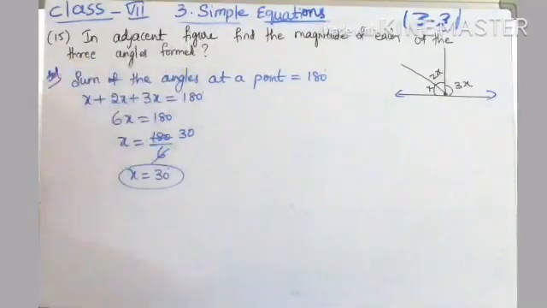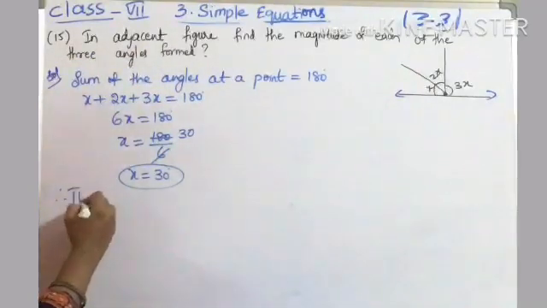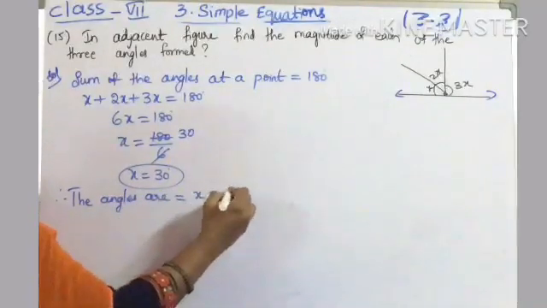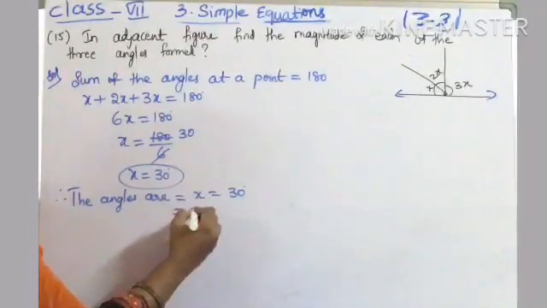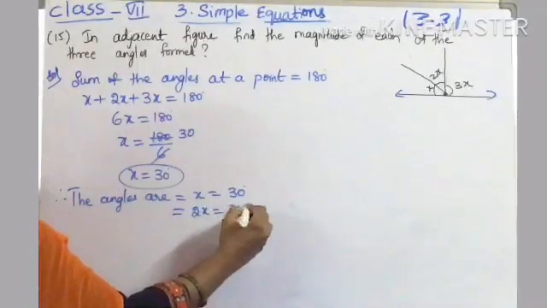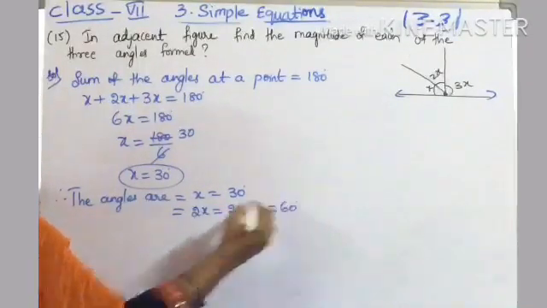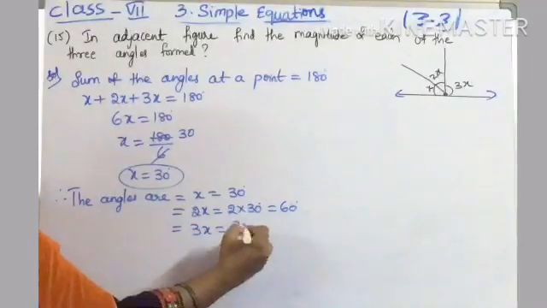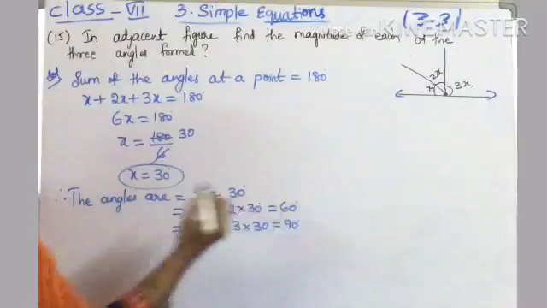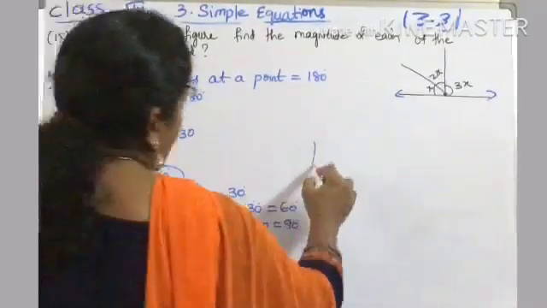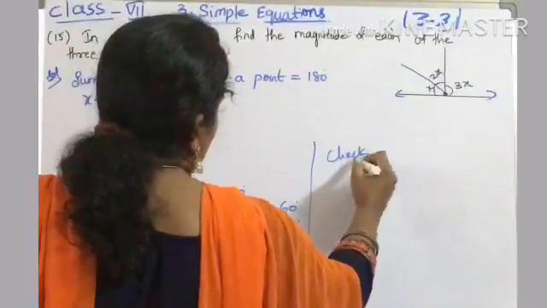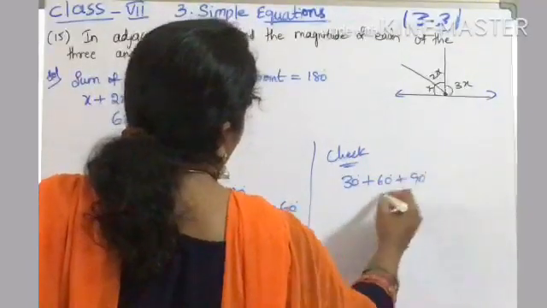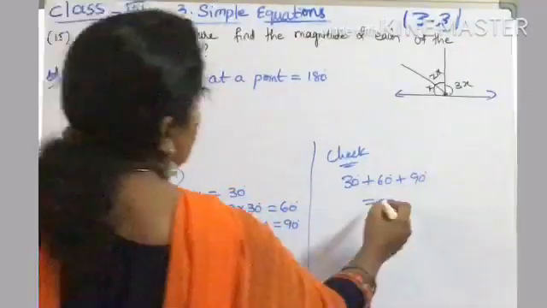Find the three angles formed, okay? Therefore, the angles are: one angle is x, that is 30, another angle is 2x, that is 2 into 30, how much? 60, and the other angle is 3x, that is 3 into 30, nothing but 90. How to check? When you add all these three angles, you should get a straight angle. How much are you going to get? 30 plus 60, 90. 90 plus 90, 180.